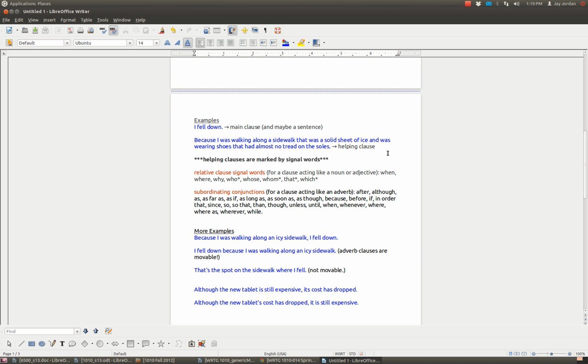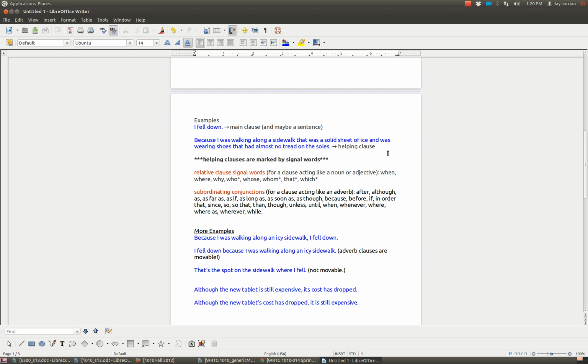Subordinating conjunctions: there's a really, really long list of these. You can find them in a lot of different places. You can even go to Wikipedia and find a list of subordinating conjunctions. Did he just say that we could go to Wikipedia? Yes, he did. Anyway, a subordinating conjunction is a word on this list: after, although, as long as, because, which you already know, in order that, since, unless, until.